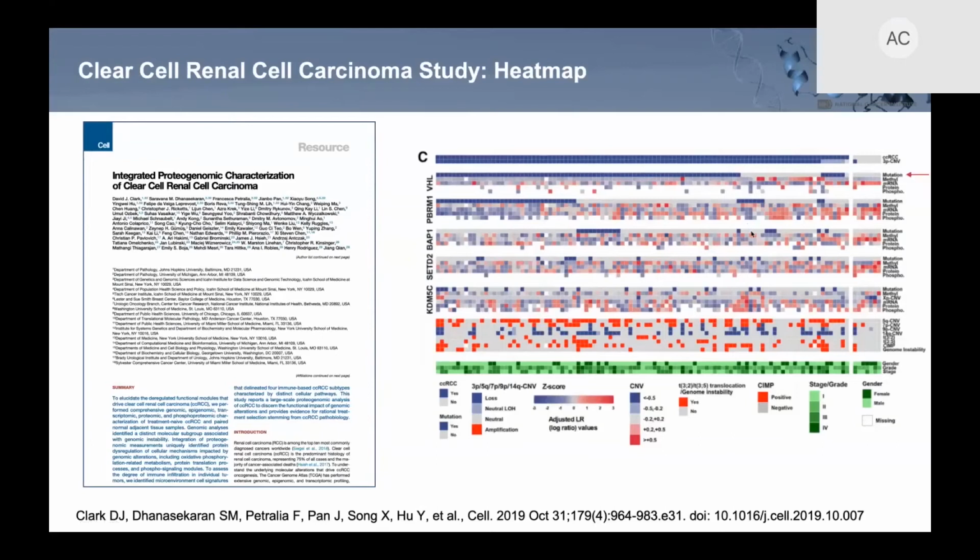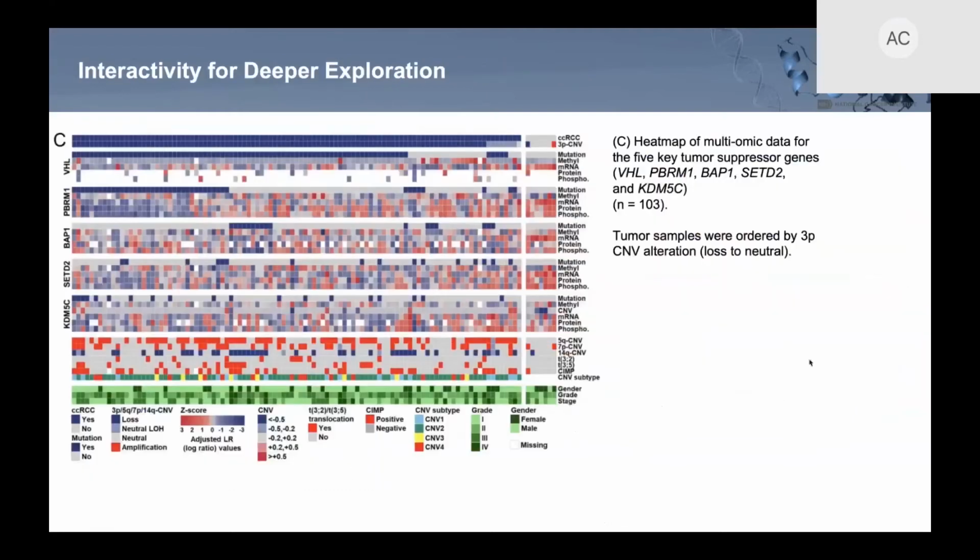You have mutation data, methylation, RNA, protein, phosphosite data, phosphosite abundance, as well as copy number and chromosome level data, and some clinical data and clinical annotations. So this is a great succinct way of condensing a lot of points of information together. But there are, of course, some limitations. And that's why we decided to create an interactive version of this kind of data visualization.